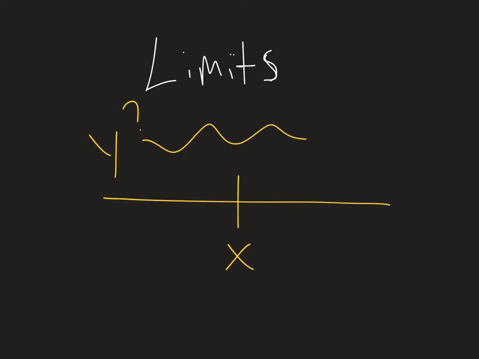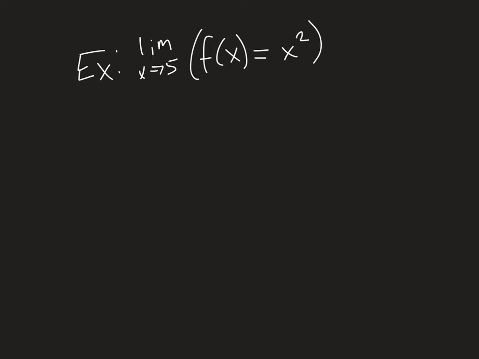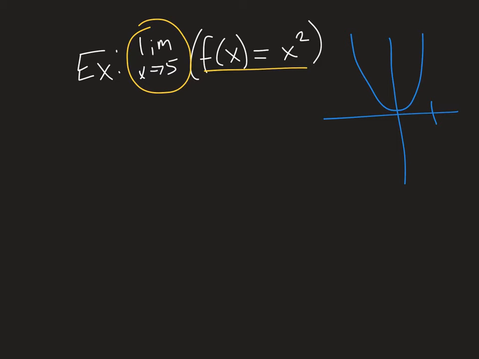So the idea is I'm going to look at what happens as I come in from the left and what happens as I come in from the right and figure out what happens in the middle. So let's dive right into an example. So some notation here. This would be a shorthand for saying, okay, I'm going to look at what happens as x approaches 5 for the following function. Now if we think about f of x equaling x squared, that one we have a pretty good grasp of, okay, it's a parabola, and at 5, my point is 25.